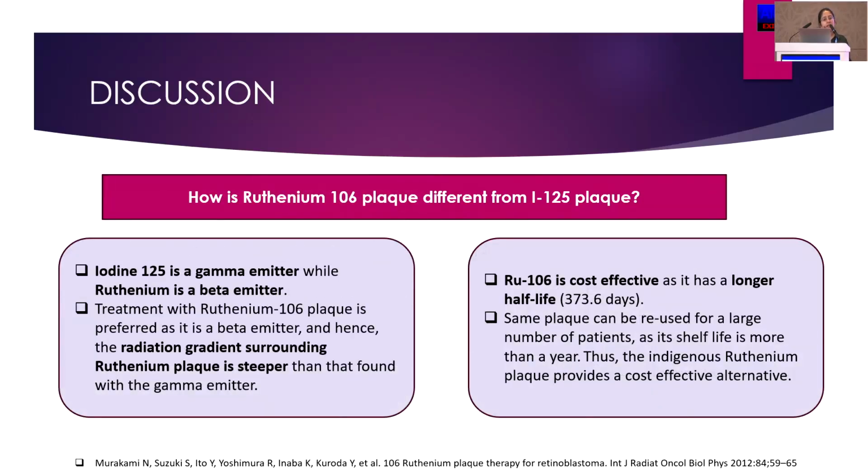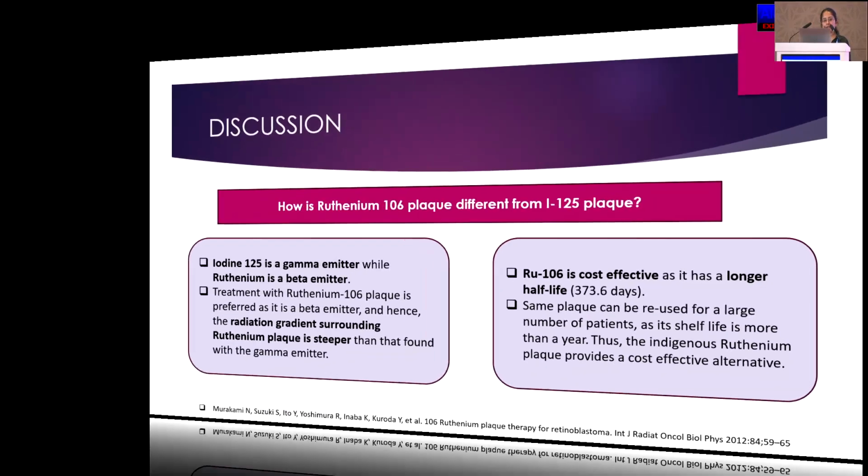However, iodine is a gamma emitter while ruthenium is a beta emitter. Ruthenium is preferred because the radiation gradient surrounding the ruthenium plaque is steeper than that found with the gamma emitter. Also, ruthenium is a cost-effective alternative as it has a longer half-life, and the same plaque can be reused for a large number of patients as its shelf life is more than a year. Thus, the ruthenium plaque is actually a cost-effective alternative.